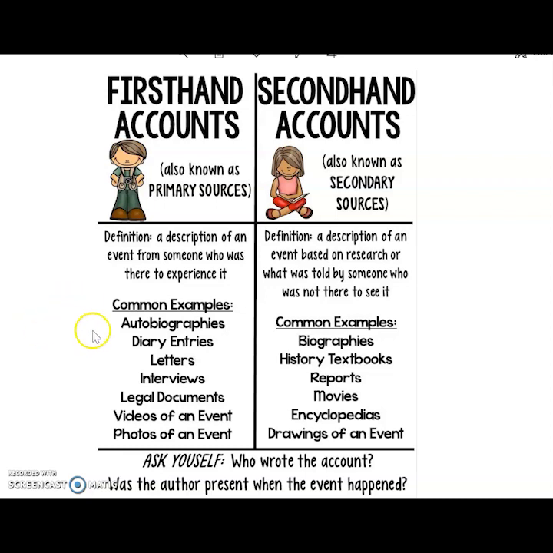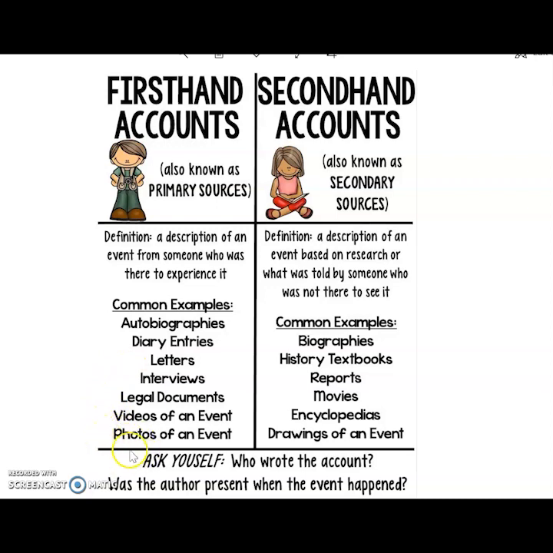we know that a first-hand account is coming from someone who was there. Right here you can see that it's also known as a primary source, meaning the person was there, they experienced the event, and they are now writing to report about it, maybe their own experience or what they witnessed, but it is a description of an event from someone who was there to experience it. Some common examples might be autobiographies or diary entries. We also find a lot of first-hand accounts written in the form of letters or interviews. There's even videos or photos of an event.